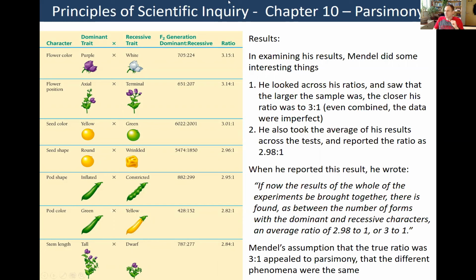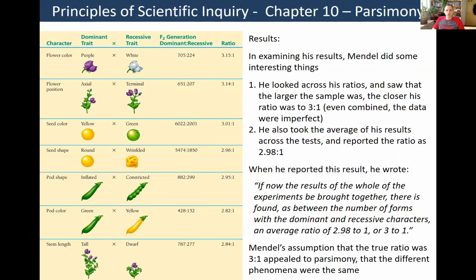So Mendel's assumption that the true ratio was 3 to 1 appealed to parsimony, that the different phenomena were the same. He saw that the pattern across this was awfully close, and he's recognizing that his data have noise in them, right? When you're crossing and messing with thousands and thousands of plants, there's going to be error. There's going to be pollen that gets in different places that shouldn't, and things like that, that mess up your ratio. So he recognized there was error in there and realized that probably he was getting close. The bigger the data set was, the closer and closer he was getting to 3 to 1.